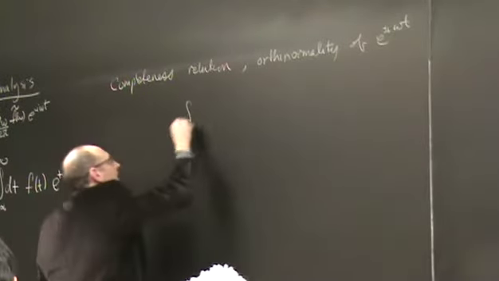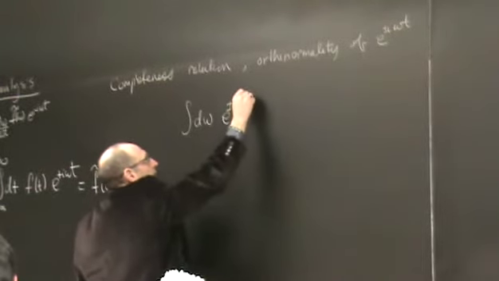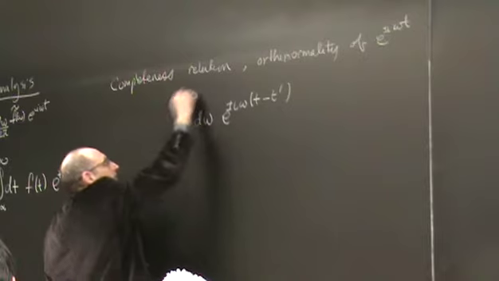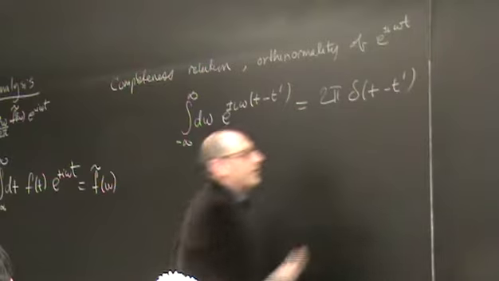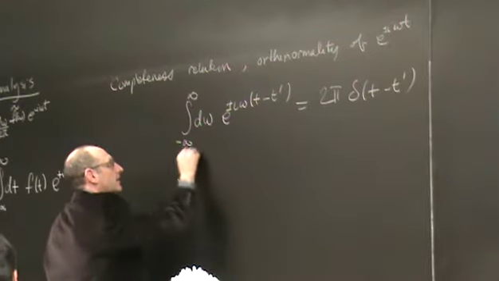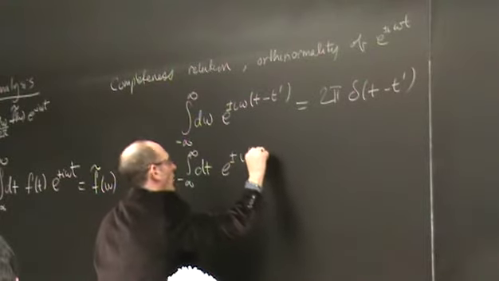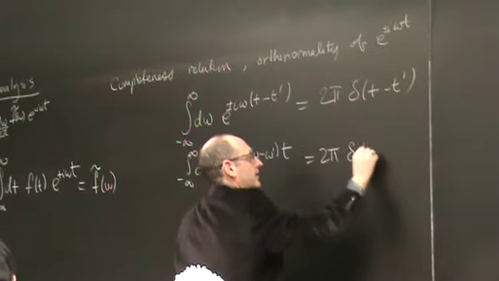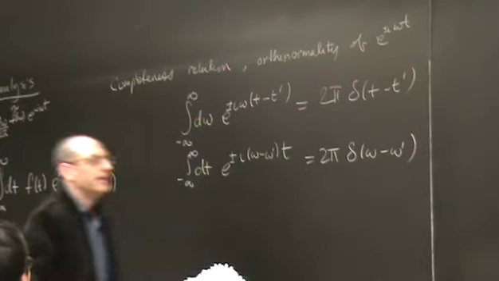You recall that if I integrate over all omega, either plus i or minus i omega (t minus t prime), this is 2 pi times the delta function. And similarly, if I integrate over all time in the same way, it's obvious that this is the same. So this factor of 2 pi needs to be there for normalization.